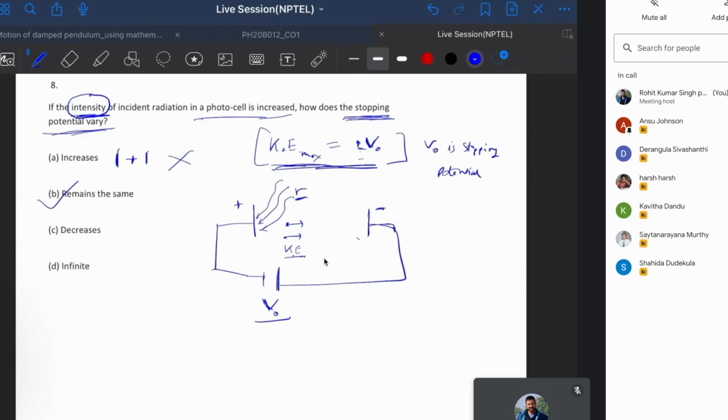Okay? So basically changing the intensity in the photoelectric effect does not cause anything. It causes one thing only. You will have more and more photoelectrons, but with the same kinetic energy. The kinetic energy won't increase. Just the number of the photoelectrons will increase.